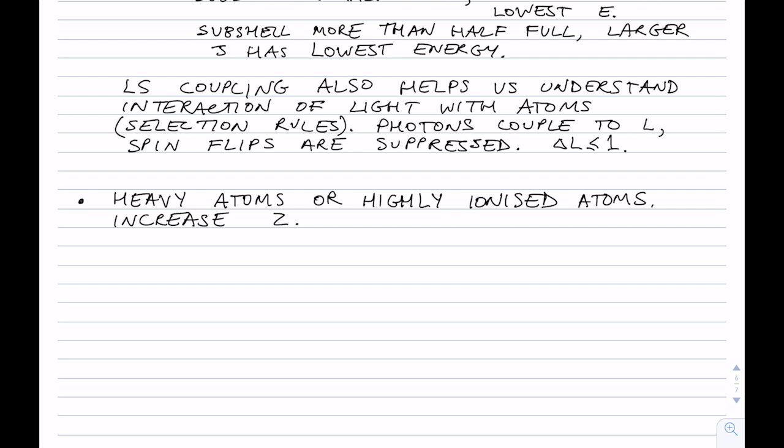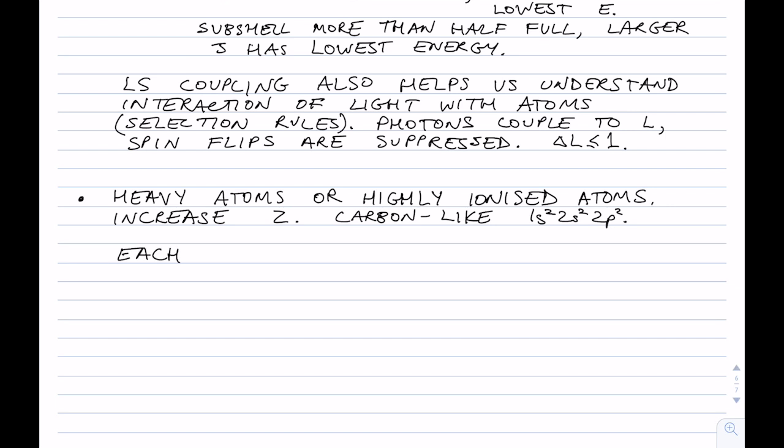So we think of carbon-like again: 1s squared, 2s squared, 2p squared. Same as before, but with a larger Z now. So this is called an isoelectronic sequence. You keep the number of electrons the same, you increase Z. And then each 2p electron has L equals 1 and S equals 1/2, and therefore they can couple to get J equals 1/2 or 3/2.